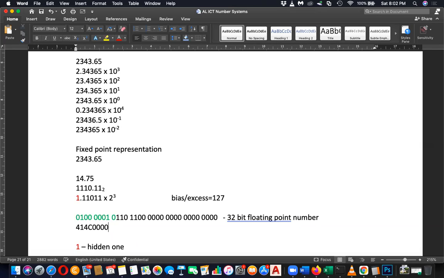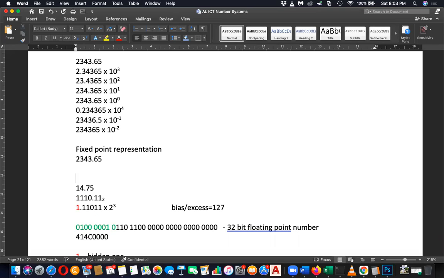So this is how floating point happens, but don't worry, you don't have this in your syllabus now. This is called IEEE 754 floating point representation. IEEE stands for Institute of Electrical and Electronic Engineers. 754 representation, 32-bit representation.